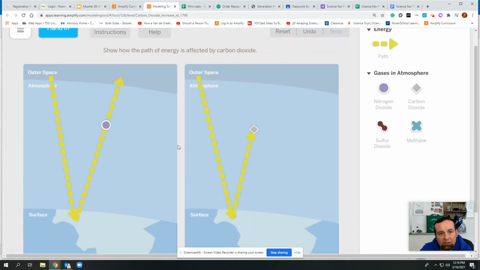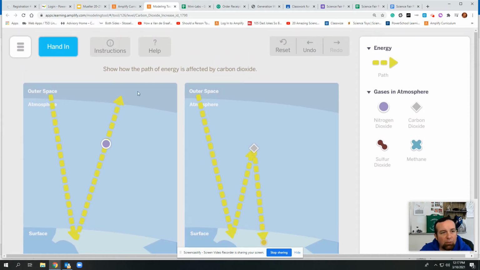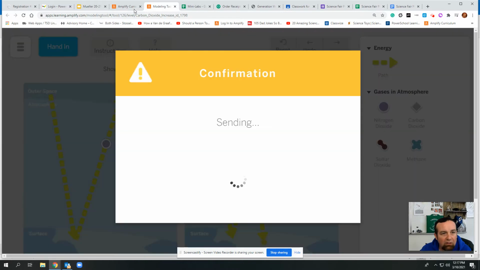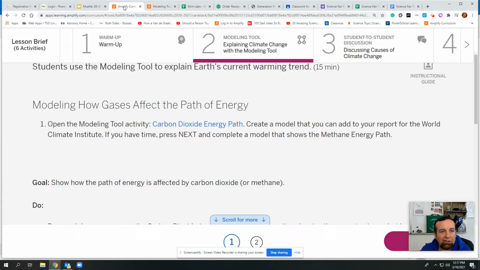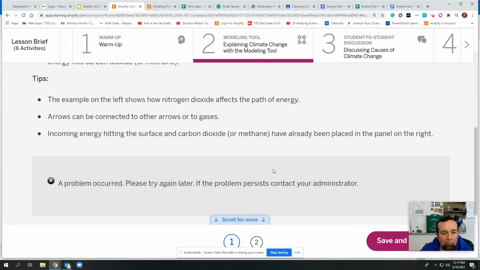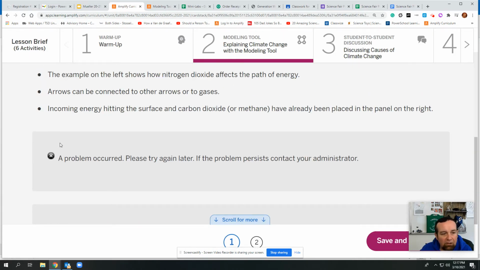You're showing energy entering the system, coming in, hitting the carbon dioxide. The only other thing we need to do now is just show it being redirected or bounced back to Earth. All right. So if you push this hand in button right up here, it'll give you this big warning. Oh no! Are you sure? Yes, let's do it. And then it should pop up right here.